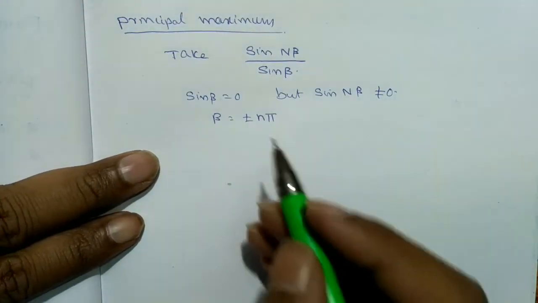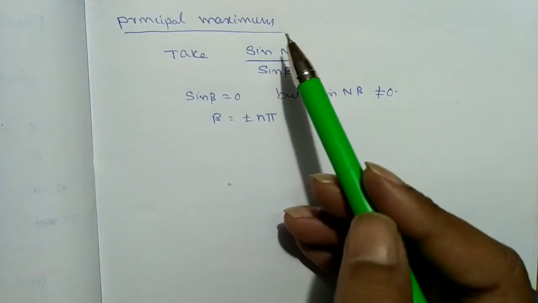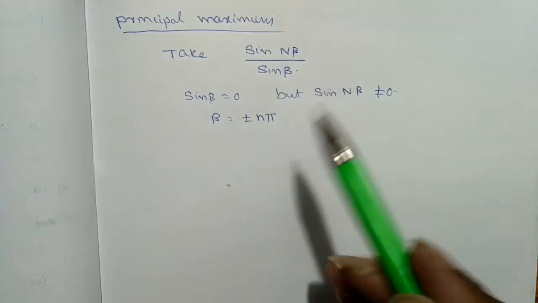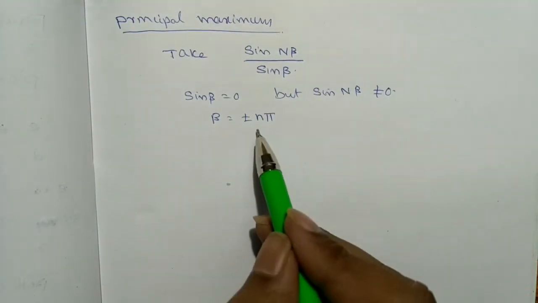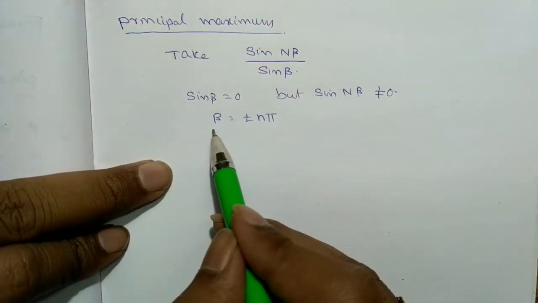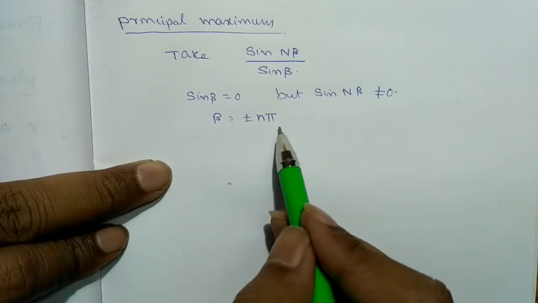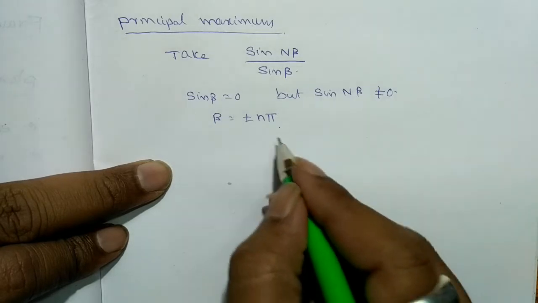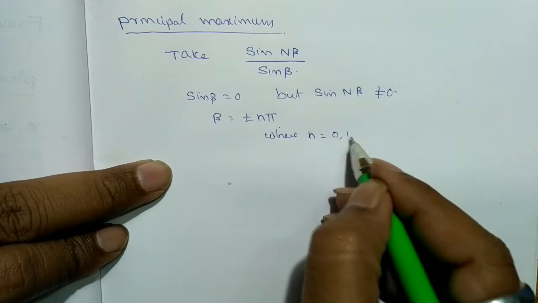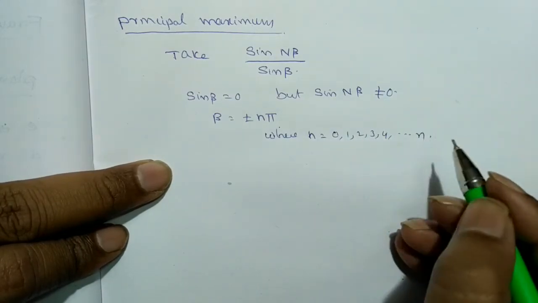Here we have to think over it, because in case of a single slit, there is only one principal maximum present in that situation. But here, with n number of slits, n number of principal maxima will be present. Then β is equal to nπ, I have to assume, where n is equal to 0, 1, 2, 3, 4, up to n.